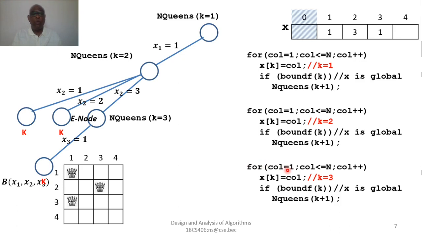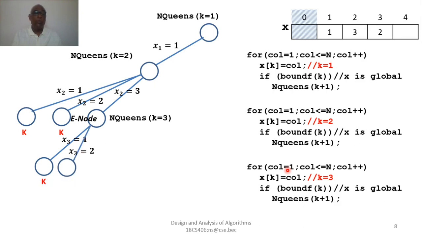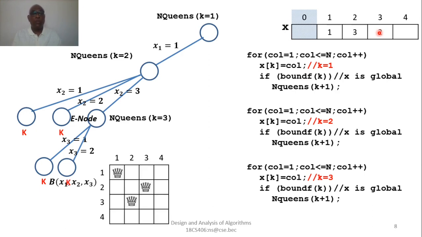It goes back to the for loop, and the for loop executes the body of the for loop with the value of col equal to 2, which means x3 now takes on the value of 2. So x3 equal to 2 now. Now x3 equal to 2 once again defines the partial solution 1, 3, 2. You should observe that the value of 2 is stored in x of 3, or in other words, the value of 1 which was earlier in the location x of 3 is overwritten with the value of 2. And once again, the resulting partial solution does not satisfy the bounding function, and hence this node is also killed.